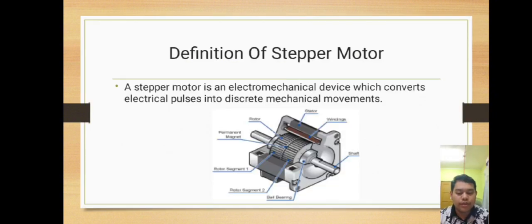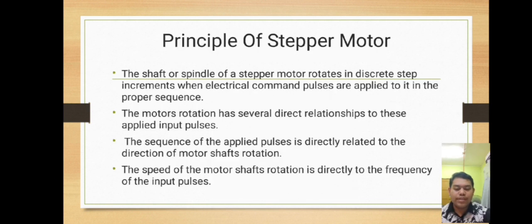Definition of stepper motor. A stepper motor is an electromechanical device which converts electrical pulses into discrete mechanical movement. Principle of stepper motor. The shaft or spindle of a stepper motor rotates in discrete step increments when electrical command pulses are applied to it in a proper sequence. The motor rotation has several direct relationships to these applied input pulses. The sequence of the applied pulses is directly related to the direction of motor shaft rotation. The speed of the motor shaft rotation is directly related to the frequency of the input pulse.